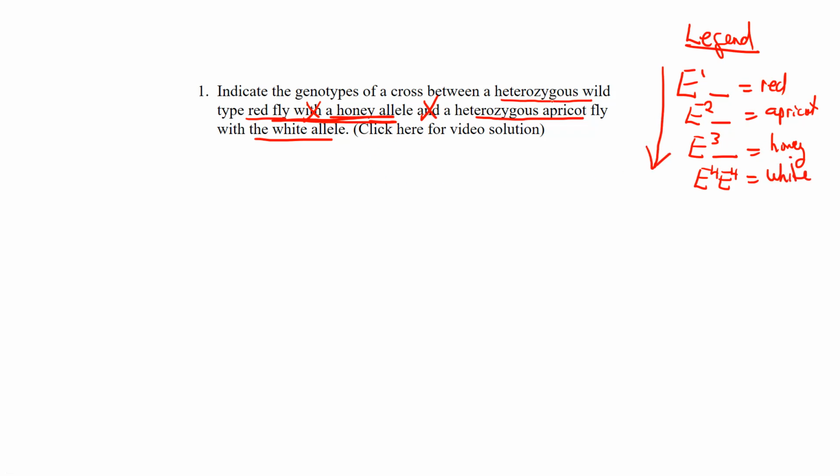Okay, so really quickly, it says a heterozygous red. So if it's red, let's put the genotype here. It has to have at least an E1. And they're telling you what the other allele is, with a honey allele. Honey allele is E3. Okay, so now we have the red parent. The other one is a heterozygous apricot. So apricot, take a look at our legend, must have at least an E2. And then they're telling you what the other allele is. It's an E4.